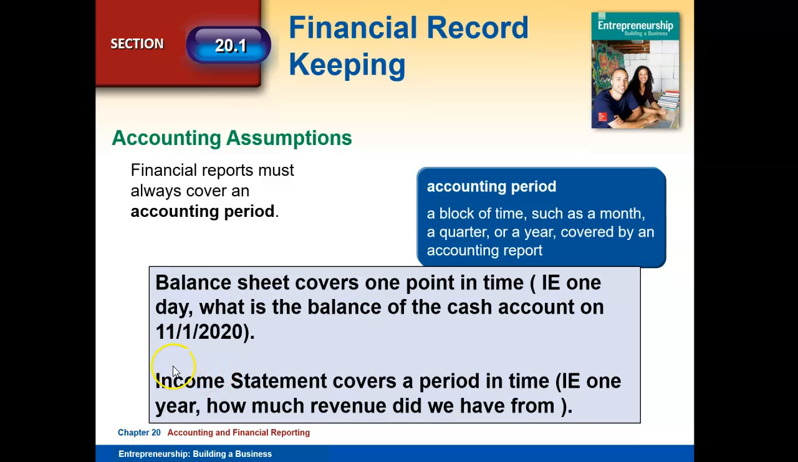All right, so the accounting period is any block of time, month, quarter, or a year covered by an accounting report, i.e. an income statement that covers a quarter, a month, or potentially a year, and then the balance sheet is the opposite of that. It is just one single point in time. We'll keep going unless you tell me to stop.